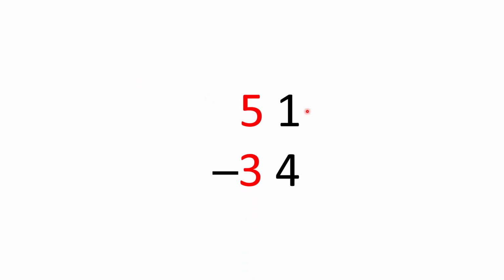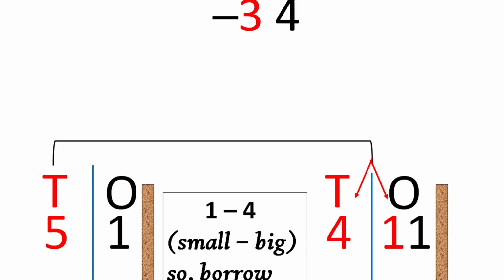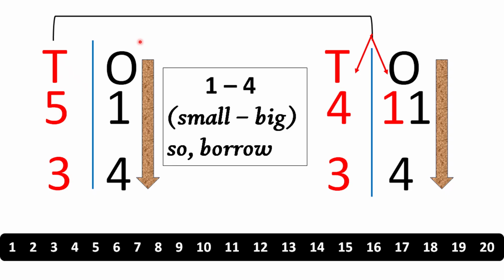Next, 51 minus 34. 5 tens, 1 unit, 51, minus 3 tens, 4 units, 34. So the usual question, why the arrow? Arrow says top minus bottom.